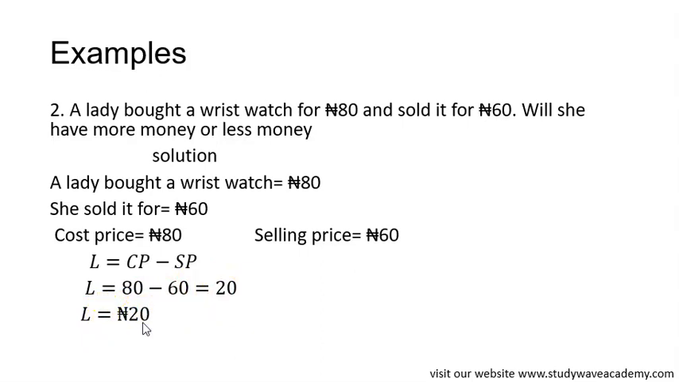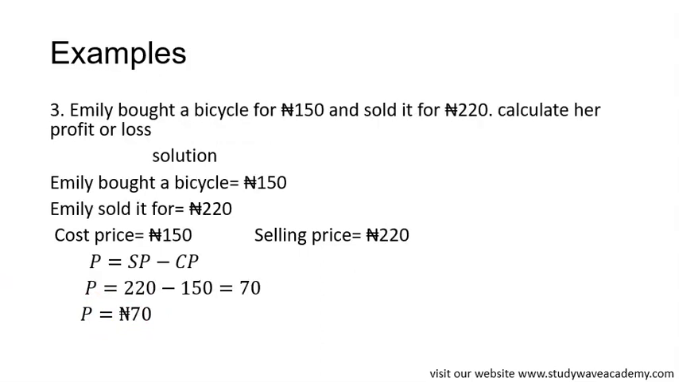So the lady lost 20 naira. Do you understand? She bought a goods of 80 naira, that is a wristwatch of 80 naira, and she sold it lesser, 60 naira. So she made a loss. She didn't gain. So she had a loss of 20 naira. Do you understand that? Okay, good. Let's look at another example.